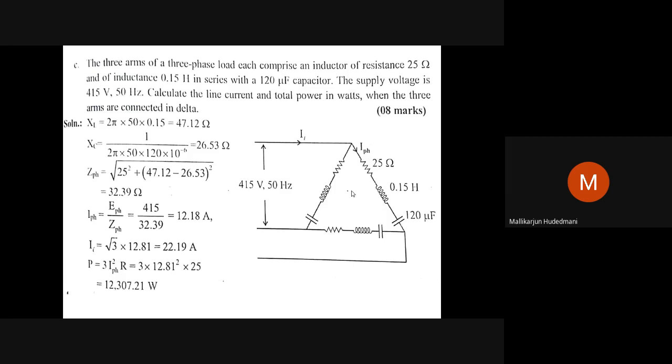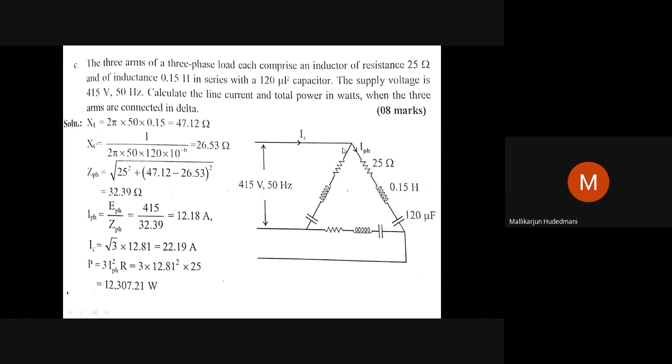You can see that 47.12 ohms. Then what is XC? 1 by 2 pi FC, 26.53 ohms. What is the impedance of each arm? Like an RLC series circuit, the square root of R square plus (XL minus XC) whole square. You can see the same thing being done here. R square plus (XL minus XC) whole square inside the root. That is the impedance of each arm, 32.39 ohm.